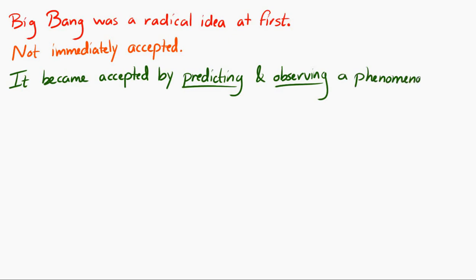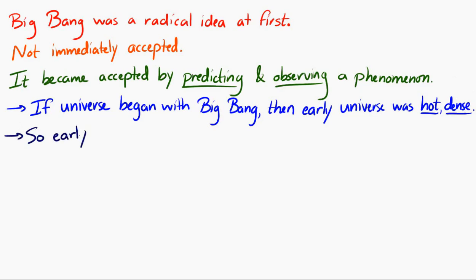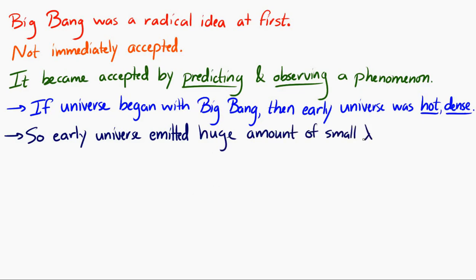If the universe started as a Big Bang, then when it was very young, it was very, very hot and very, very dense. So the universe must have emitted light. And because the universe was very, very hot and very, very dense, it must have emitted a huge amount of light at very small wavelengths. If you think back to the black body, if it's at a high temperature, it emits very small wavelengths.